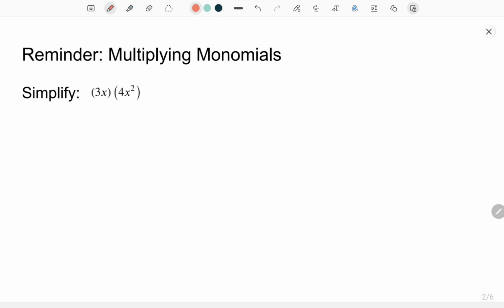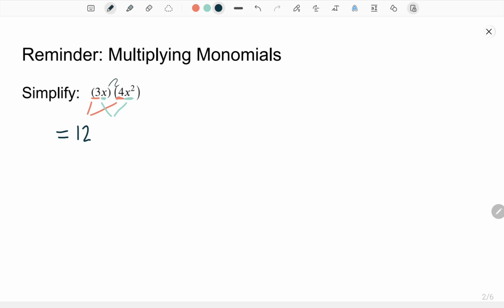Well, first of all we take a look at just the coefficients, the numbers in front, and multiply those two together. So you have 3 and 4. Well, 3 times 4 is just 12. Next, we look at the variables and match the variables. So you have an x with an x squared, and we multiply those together. That's where we need to make use of our exponent laws.